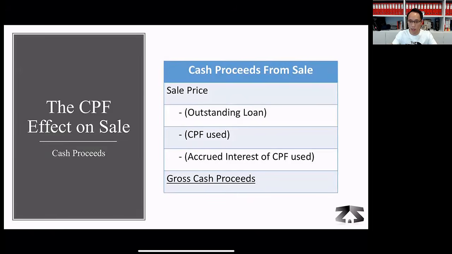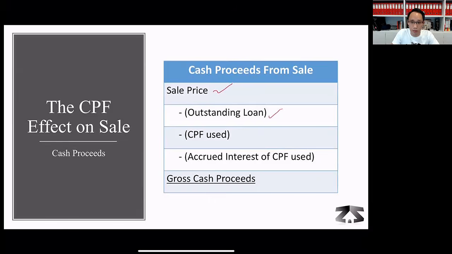Whenever we are looking into selling our place, whether it's a HDB or a private condo, we always go through this cash proceeds calculation. It's a very simple calculation, but what you will notice here, let me show you. Sale price, probably an estimated sale price over here, and then you have to subtract off your outstanding loan, whether it's a HDB loan or a bank loan.